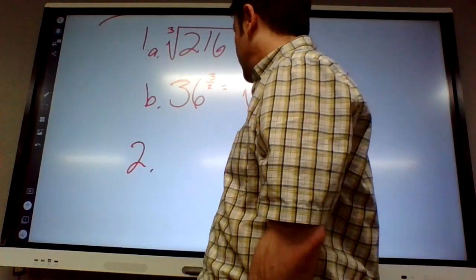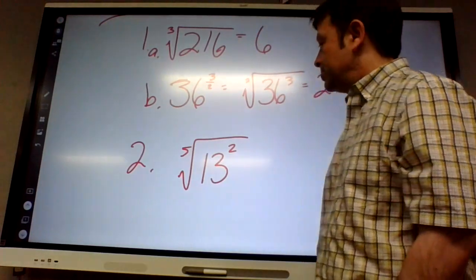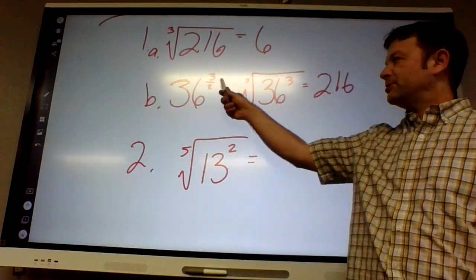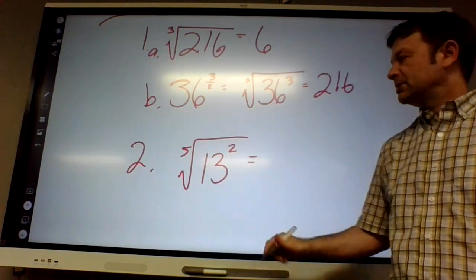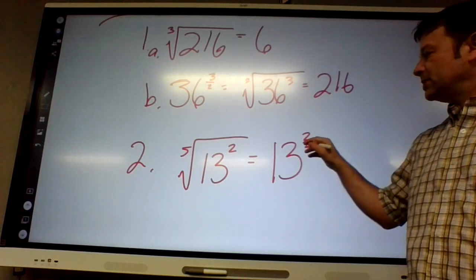Convert 5th root of 13 squared to exponent form. So how do I write this with just in the exponent? Oh, 13 to the 2/5.